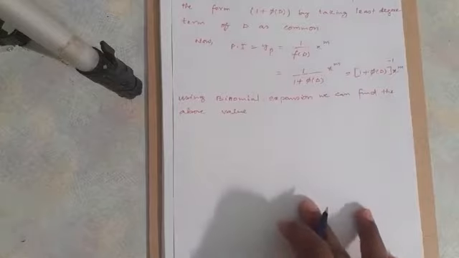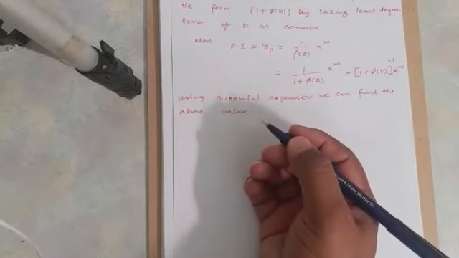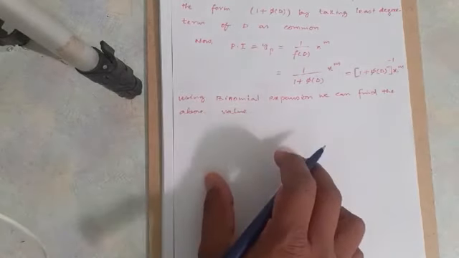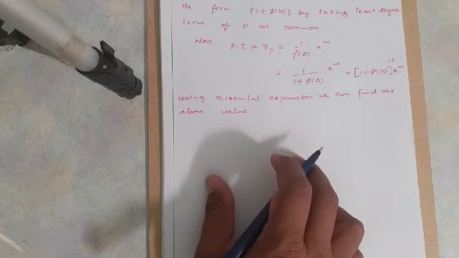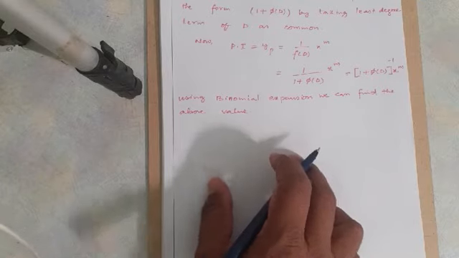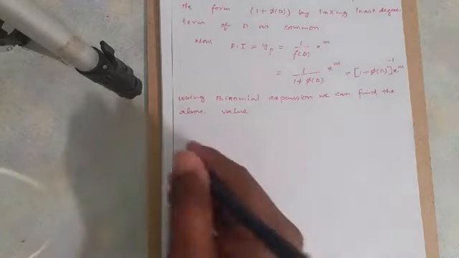Now let us do the problem. First of all, we will need the expansions also, but you already have them in your notes. I don't want to write all the expansions. That is, 1 plus x whole power minus 1, 1 minus x whole power minus 1, 1 plus x whole power minus 2, and so on. You have them already in your notes, so I don't want to write them again. We will directly go to the problem.